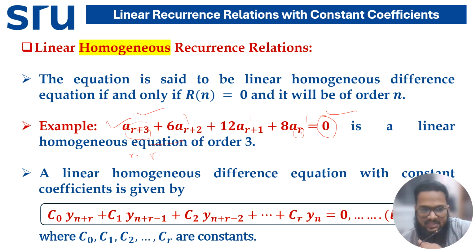So mainly this will be the form of linear homogeneous difference equations or recurrence relations: c0 y(n+r) and so on. Instead of y you can use a, b, or any other variable, please remember, and instead of n we can use k or any parameter, so don't be confused by this. And all these c0, c1, c3 are the constant coefficients. Clear? So this is the definition of linear recurrence relations with constant coefficients.